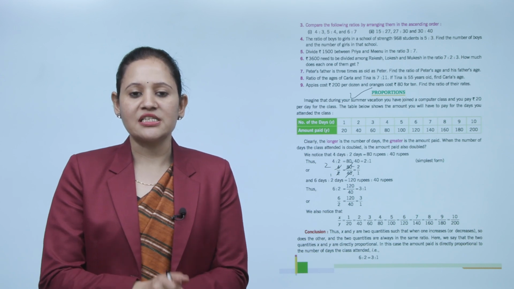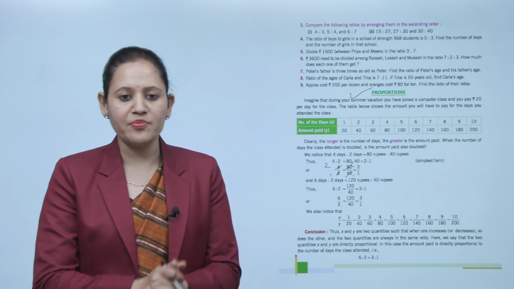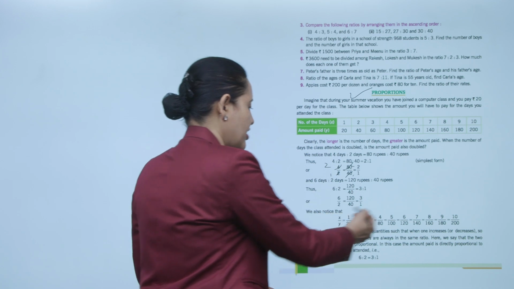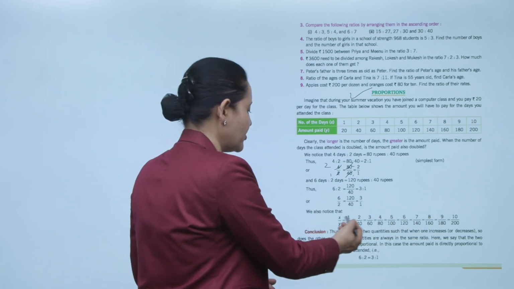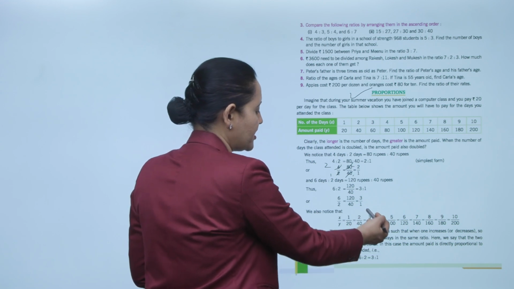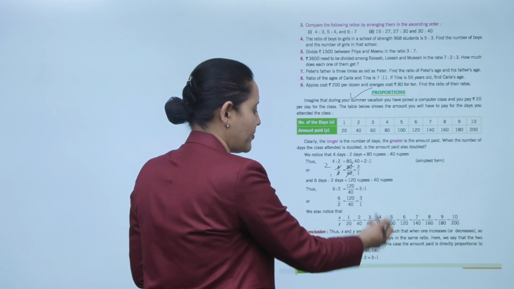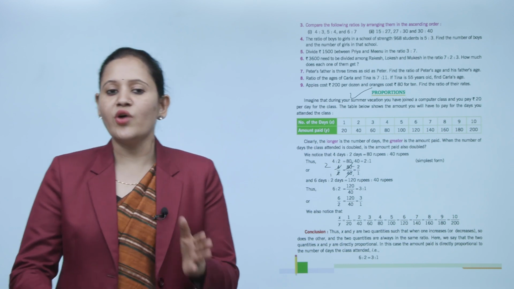We also notice that x upon y equals 1 upon 20. In the numerator we have taken the number of days and here the amount. So 1 upon 20, 2 upon 40, 3 upon 60, 4 upon 80, 5 upon 100, and so on. So what is the conclusion?